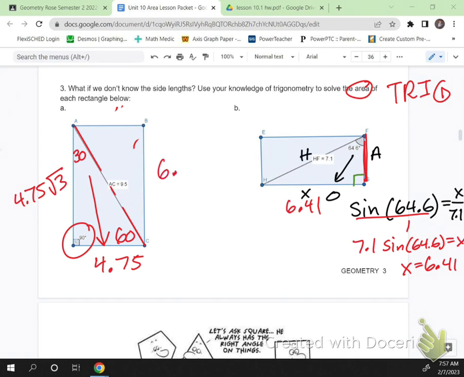So I know it's 6.41 squared. That's one of the legs. I don't know the other one. And I do know the hypotenuse, C, is 7.1. So let's solve. Again, our goal is to get to the area. So we need the length and the width to find the area.